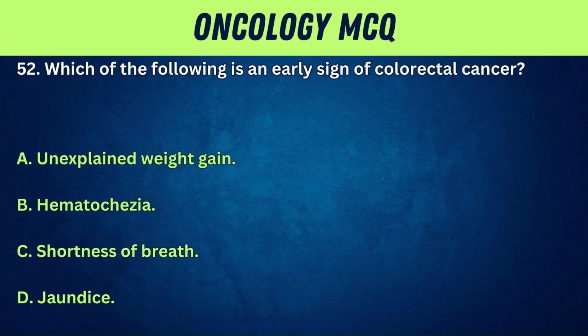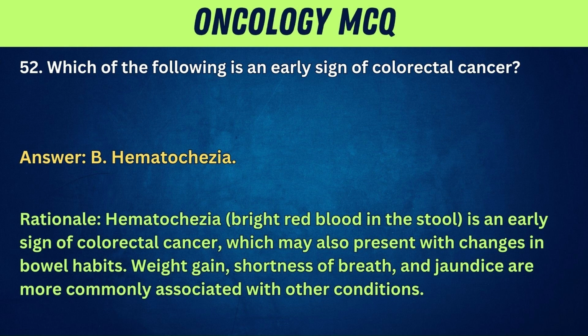52. Which of the following is an early sign of colorectal cancer? A. Unexplained weight gain. B. Hematochezia. C. Shortness of breath. D. Jaundice. Answer: B. Hematochezia. Rationale: hematochezia, bright red blood in the stool, is an early sign of colorectal cancer, which may also present with changes in bowel habits. Weight gain, shortness of breath, and jaundice are more commonly associated with other conditions.